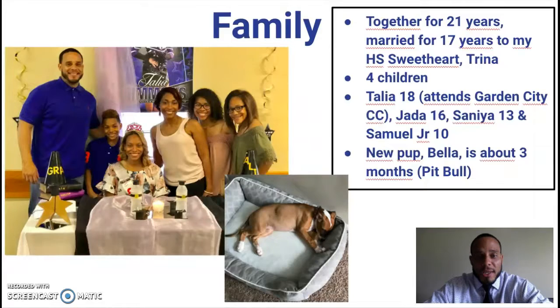There are my four lovely kids, and probably our most recent family picture, which is my daughter's graduation picture. She's seated right there in the middle. Her name is Talia. She's 18. She attends Garden City Community College on a track and cheer scholarship. And then next to me is my lovely son, Samuel Jr. He's 10. Next to my wife is our 16-year-old daughter, Jada. And then there on the outside is our 13-year-old daughter, Sanaya. There in the middle is our very bad but obedient puppy, Bella, who's a pit bull, and she's about 3 months old.